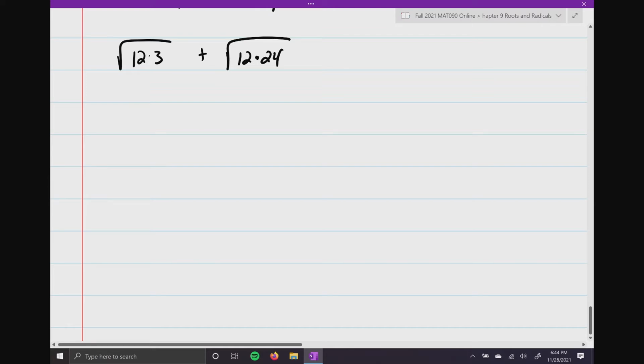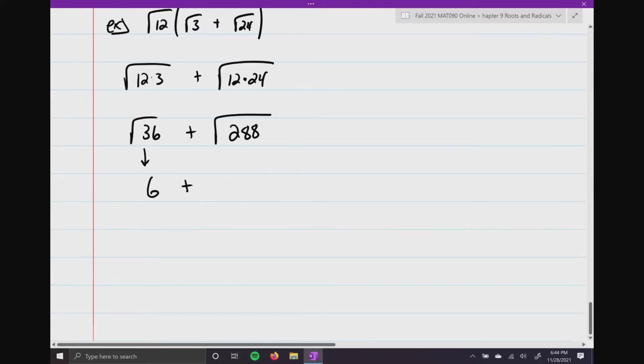Now, from here, we can go ahead and just do some simple math. So 12 times 3 is going to be 36. So this will be the square root of 36 plus 12 times 24 is 288. Now, the square root of 36, that's simple. We can reduce that. That is going to be a 6. However, the square root of 288, definitely more intense.